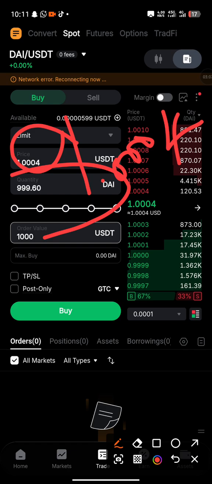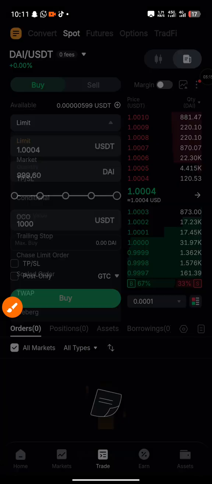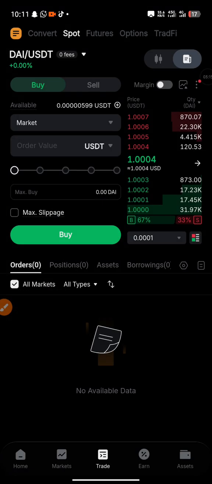If you want to execute your trade instantly, come to this place, click on this arrow and choose market price. This is the only way you can execute your trade instantly. But when you use the limit, it's going to take a little time before it can be executed.